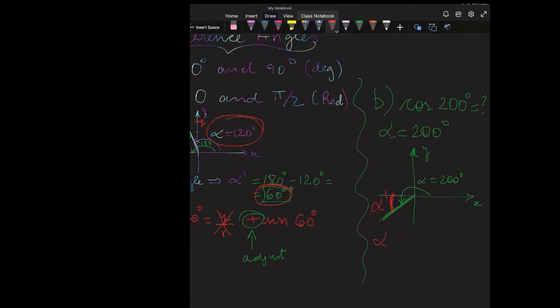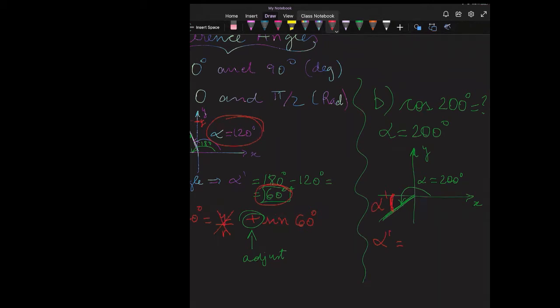So alpha prime is, notice that I have to come up with a difference that gives me the result as a positive value, because acute angles are positive between 0 and 90 degrees. So this time, instead of doing 180 minus 200, that's going to give me a negative value.